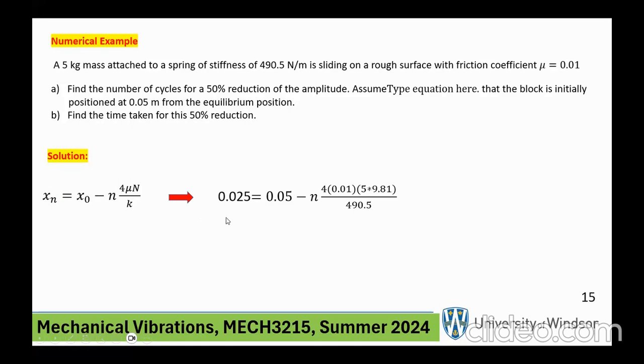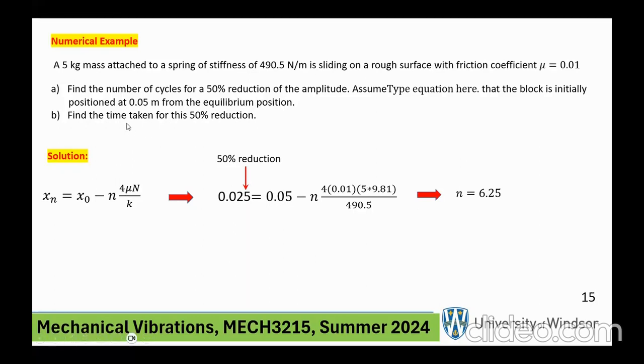We started with 0.05 amplitude, so x naught is 0.05 meter, and we want to go down to half of it, 50% of it. So half of 0.05 is here. You just plug everything else in here, you know everything except n. And that will give you n equal to 6.25 cycles, approximately six full cycles.